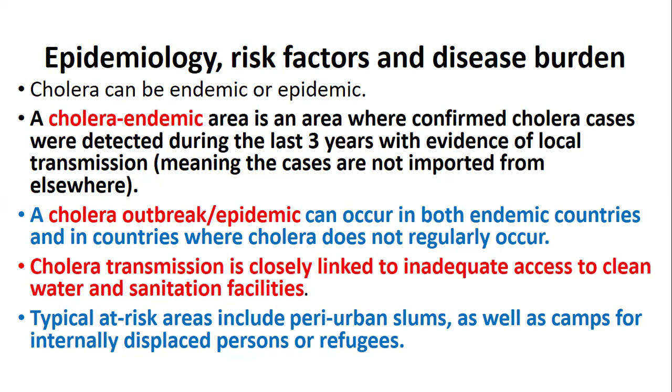We have places in Zambia that have cholera cases almost every year, like where the previous outbreak was. Almost every year, or if it skips, it is just a 2-year sequence, there will be a cholera outbreak. So those areas are the ones referred to as endemic. Cholera transmission is closely linked to inadequate access to clean water and sanitation. Therefore, typical at-risk areas include peri-urban slums, as well as camps for internally displaced persons.